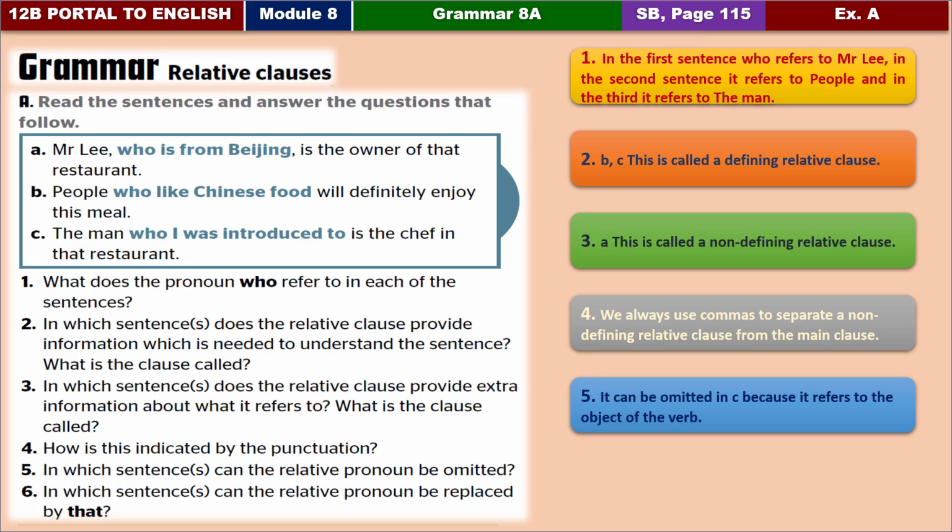So when the relative pronoun refers to the object, it can be omitted. For example, in sentence C, the man who I was introduced to, it could be said the man I was introduced to.